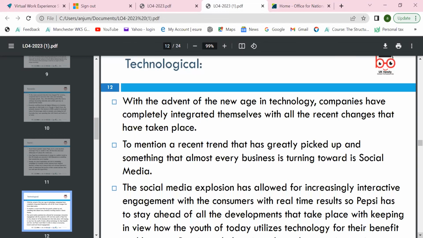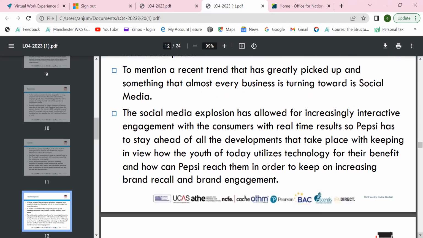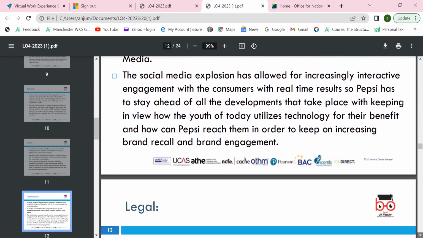Technology: we can look at drone technology and various other technology. They mentioned the recent trend of social media growth. They are advertising on social media. Expansion allowed increasing interactive engagement with customers through social media. TikTok is becoming very popular, and Pepsi reaches out to keep increasing brand recall and brand engagement through social media.